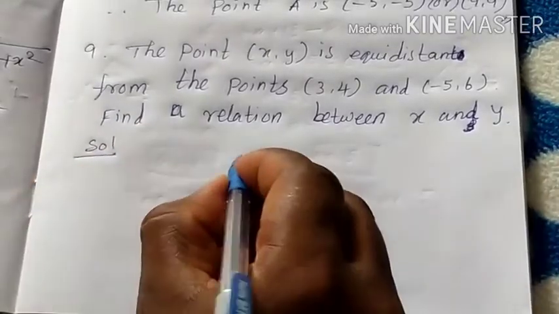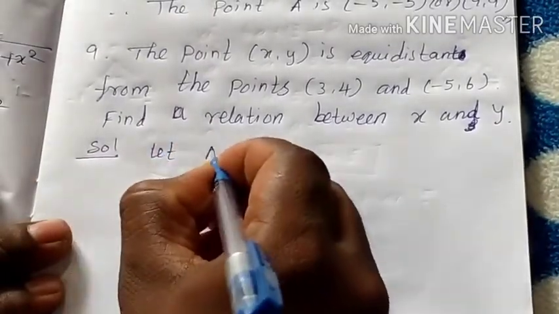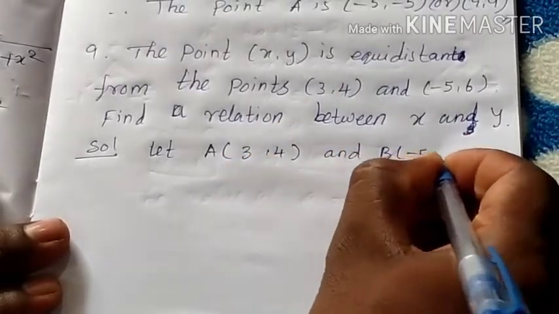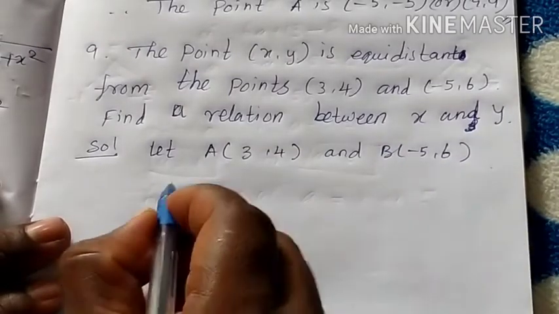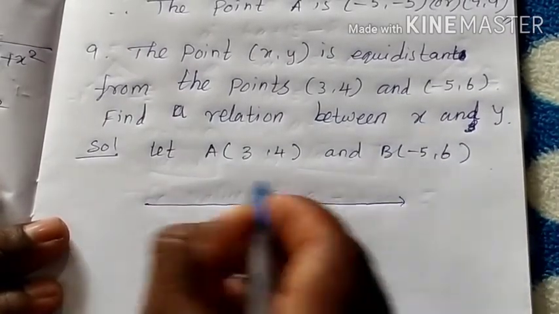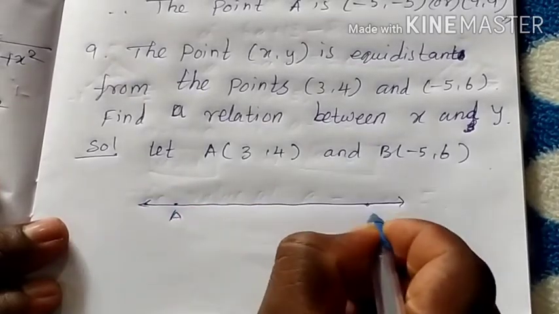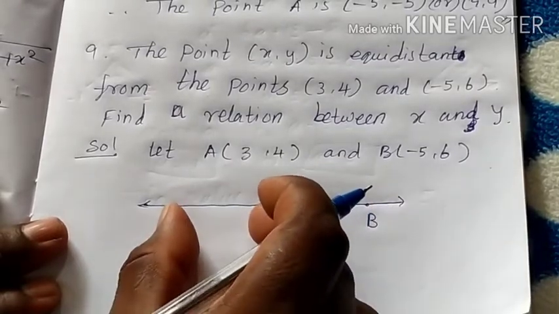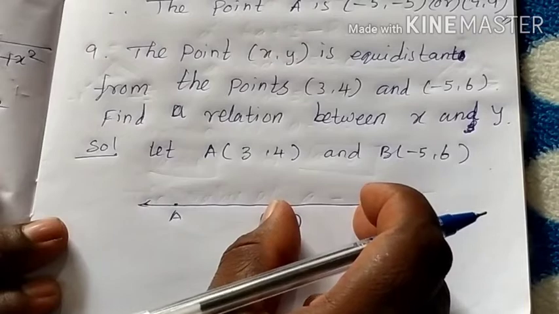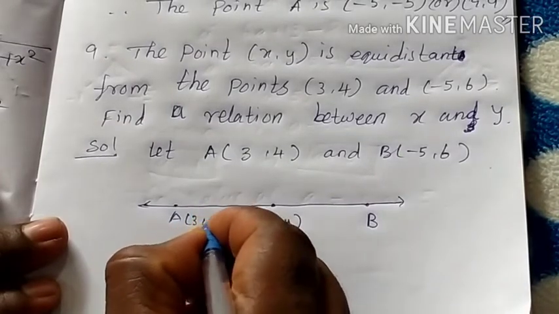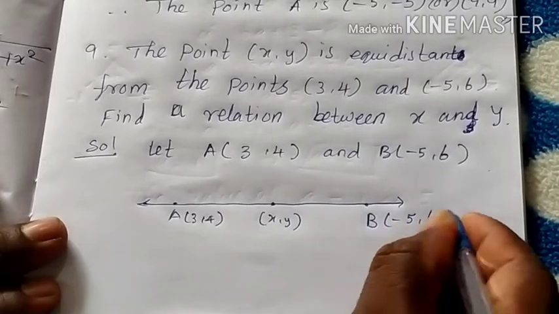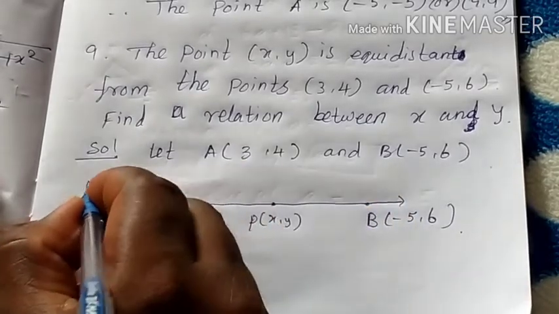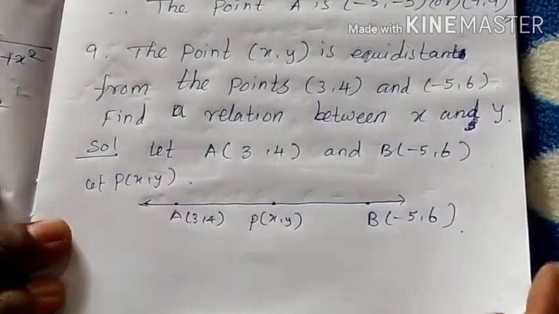The solution. Let A be (3, 4) and B be (-5, 6). These are the given two points. Just assume the line. This is point A, this is point B, and this is the given point (x, y). So this is equal to this. This is a given condition. Point A is (3, 4) and point B is (-5, 6). Let P be the point (x, y).